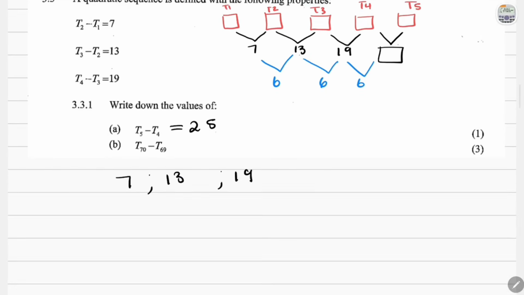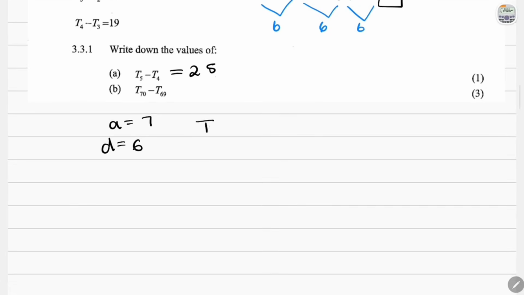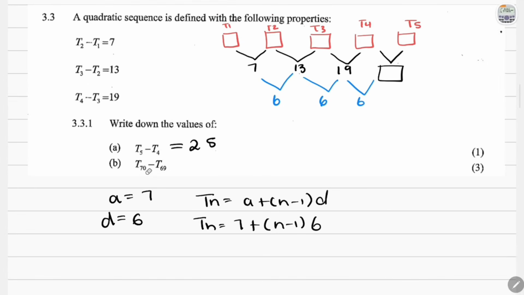And how do we find the formula if we know the difference is 6? You can see that the value of A, I don't even need to rewrite it. The value of A is 7. The first term in your linear pattern, the 7. And then D is 6. Okay, so let's write the formula. The Tn formula is A plus n minus 1 times D. So Tn equals 7 plus n minus 1 times 6. And all we're doing is we're trying to find out where, okay, in the first difference, where will term 70 minus term 69 be?